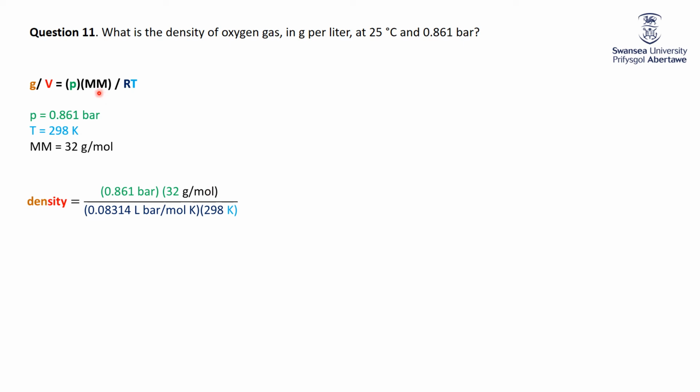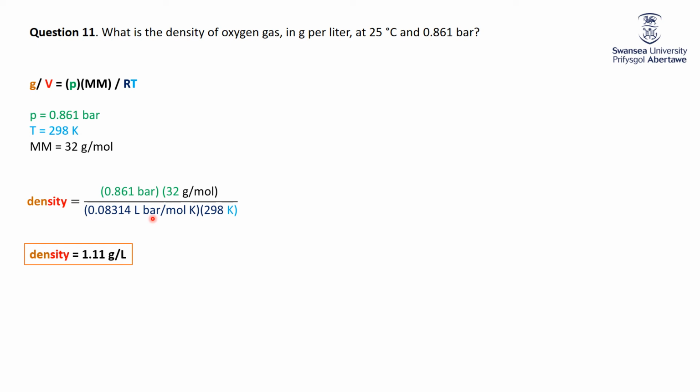So we would like to use our liters in grams per liter, and we're using bar for the pressure, and so the actual value of R is 0.08314 litre bar per mole Kelvin. So punch all that in and we get 1.11 grams per litre. Toughest thing here is knowing all of these values of R.